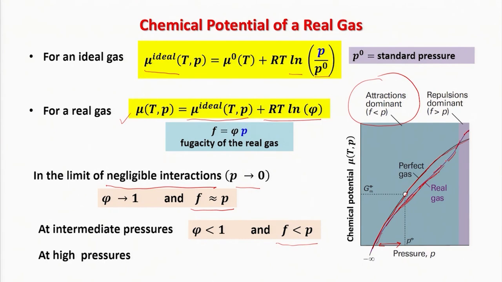Now at very high pressures, when the molecules of the real gas are forced to stay in close vicinity of each other, it is under that condition that phi would be greater than 1 and f would be greater than P. And this is the region that we have shown in the picture.